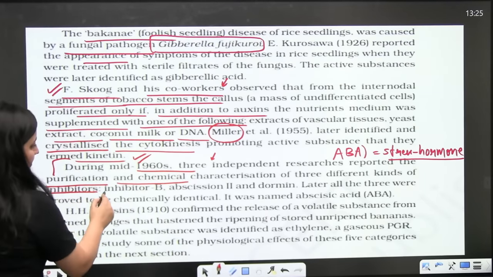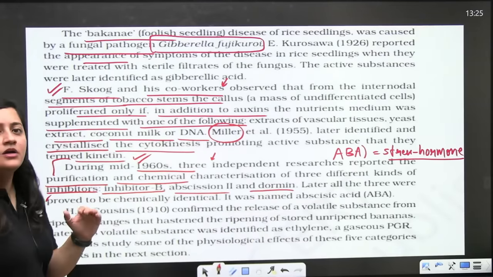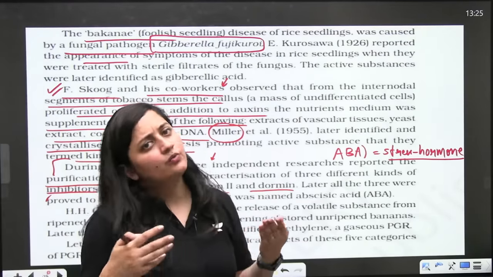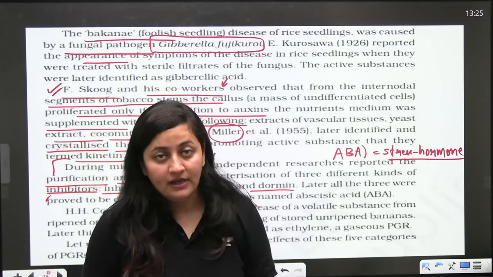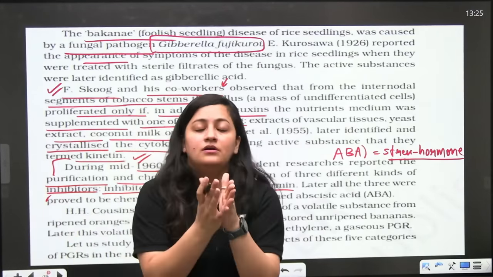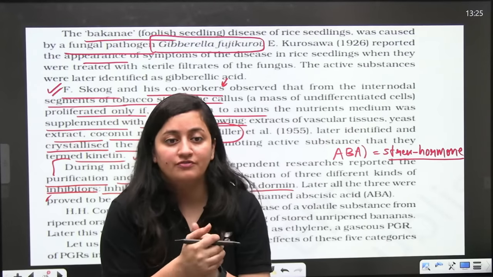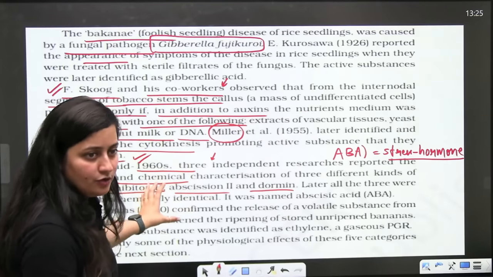So, three scientists individually defined it. They found these: inhibitor B, abscission II, and dormin. Later on, when they checked the chemical composition, it was all the same and it was named abscisic acid. So, discovery is important. They can ask you where gibberellin was found for the first time. So, questions like that can come in the NEET examination. This is what you need to focus on.